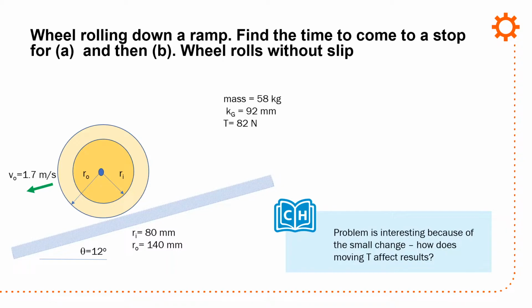Here's another problem. So similar kind of problem-ish. I've got a wheel that's rolling down a ramp, and despite the drawing, it's in contact at this point, and it's in no slip. And you have a velocity that's given of 1.7 meters per second at the initial stage, inner radius of 80 millimeters, outer radius of 140 millimeters, a theta of 12 degrees. Mass of the wheel is given as 58 kilograms. The radius of gyration is 92 millimeters. And T, which is this, is 82 newtons.